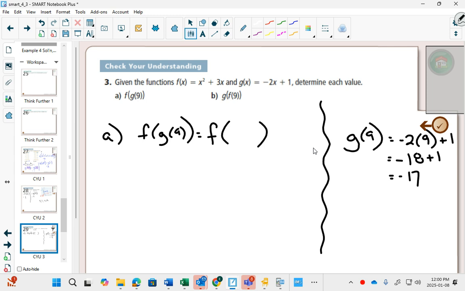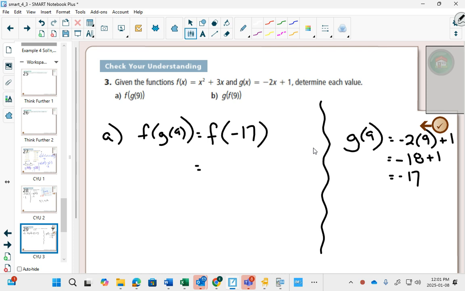And what I recommend for these questions is you do that off to the side so that in your work, all you have to show is this. Okay? You don't have to erase your work off to the side, but I sometimes see students try to do the work inside the brackets and then get all confused of where their numbers are and what's happening. So I just did g of 9 off to the side. I know it's negative 17, so that means I can replace the g of 9 with negative 17.